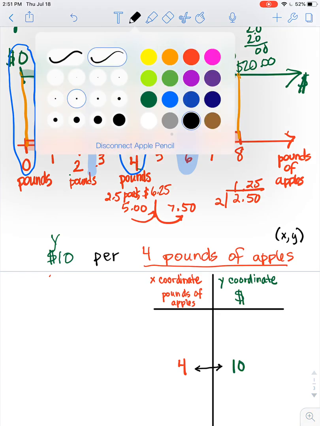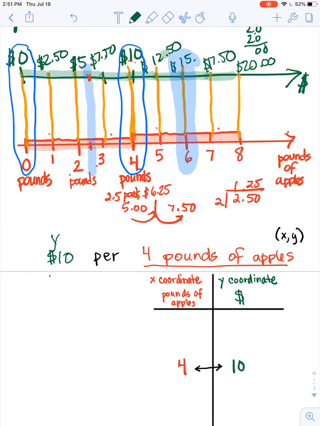And the other two things we know when we start is that if we spend $0, we are going to get 0 pounds of apples.